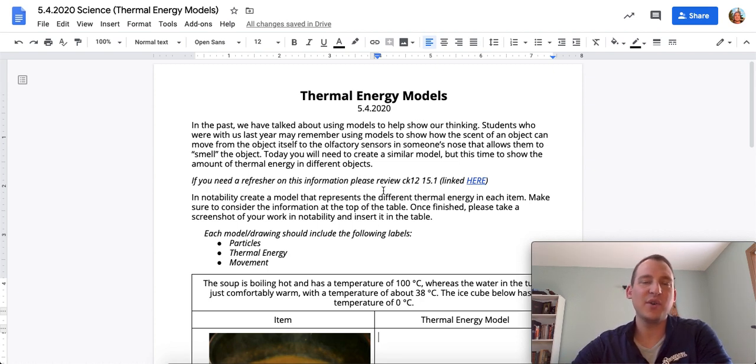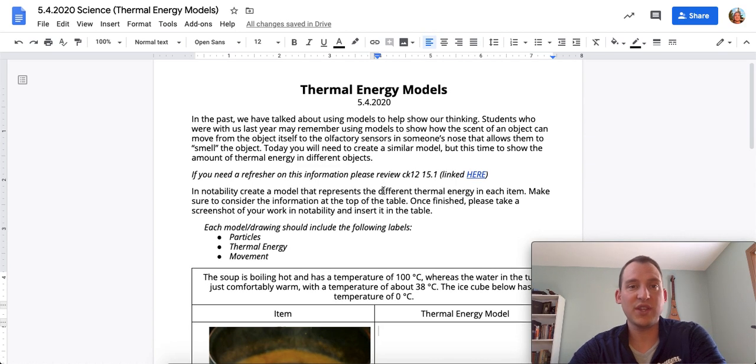We are here to talk to you a little bit more about thermal energy today. So, on Thursday last week, we had you go through and read 15.1 in CK12, which was all about thermal energy. And today we're going to go back to that and take a deeper dive into this idea of thermal energy.